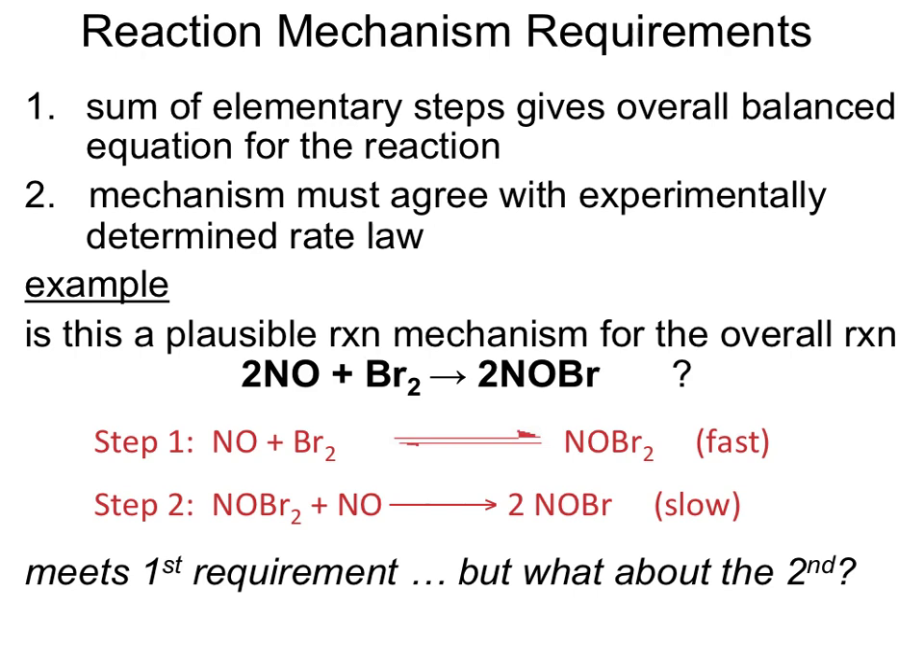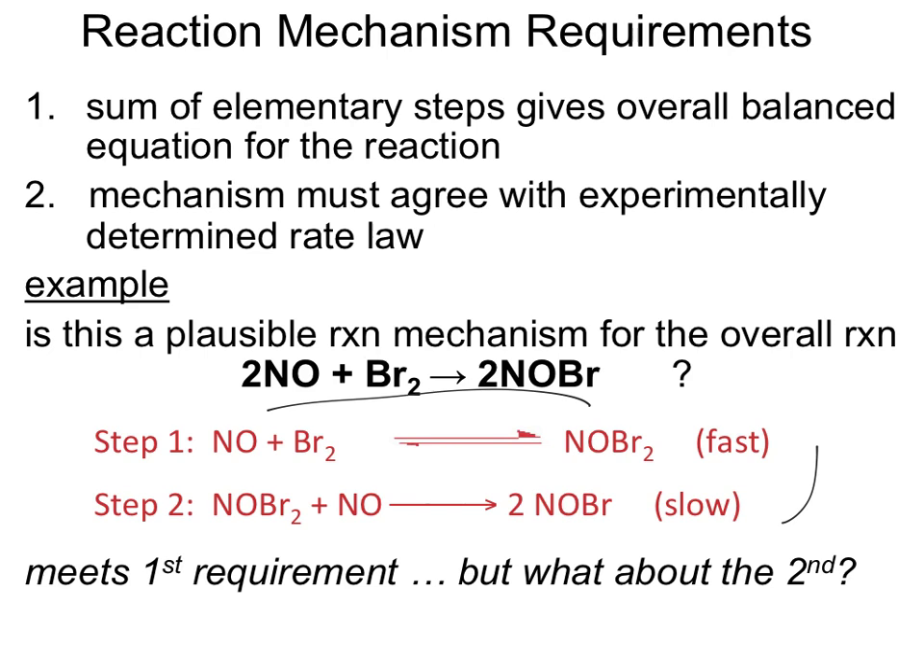Okay, the second requirement is that the mechanism must actually agree with the experimentally determined rate law. So you can't have a rate law that you're getting from the mechanism that totally doesn't support anything about the actual reaction progress that is seen and recorded experimentally. So here's an example of a reaction right here. This is an example of a reaction mechanism.